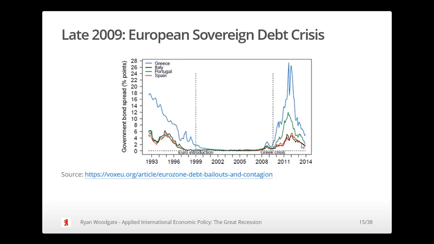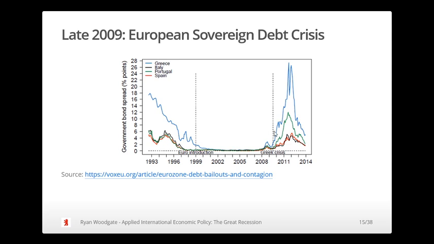And as I said, it's the fact that the European Central Bank does not automatically guarantee the debts of its member nations. So there is no lender of last resort, effectively.